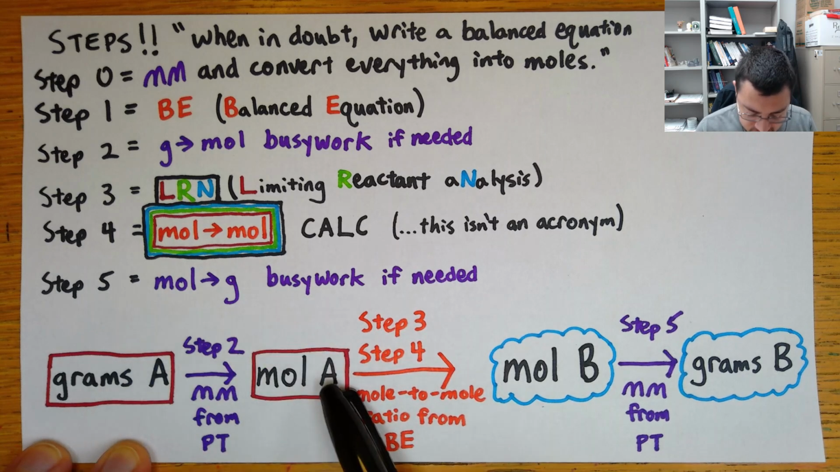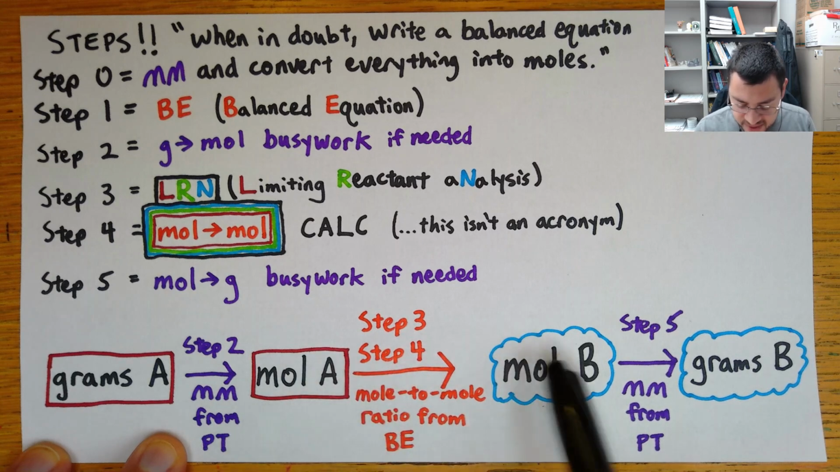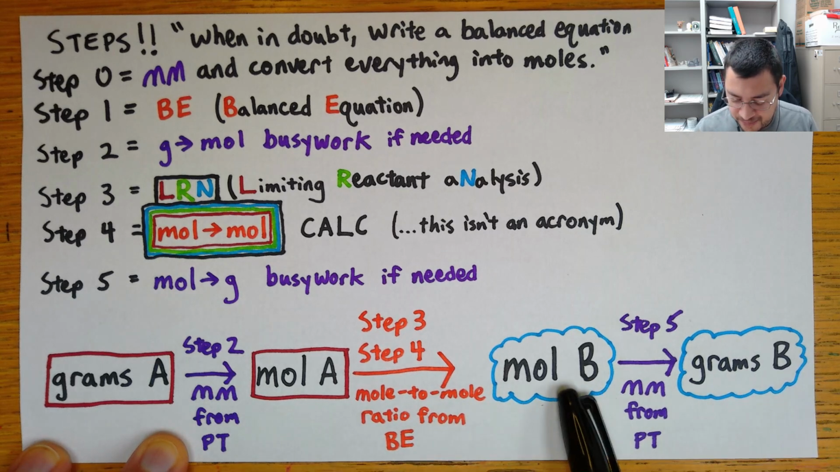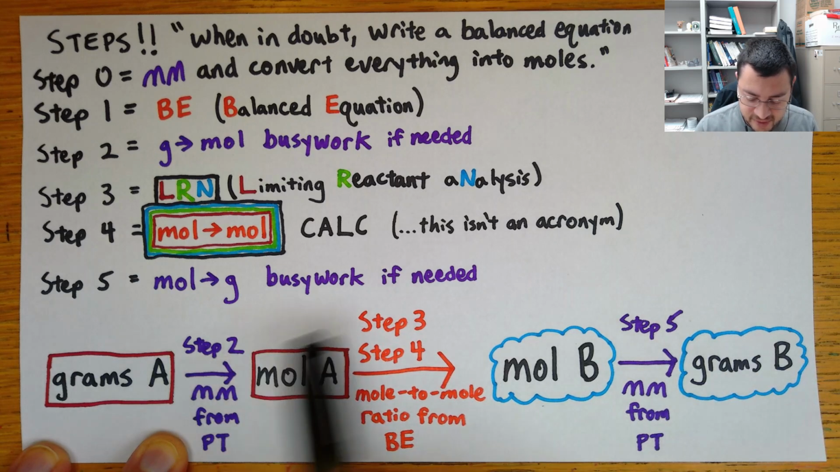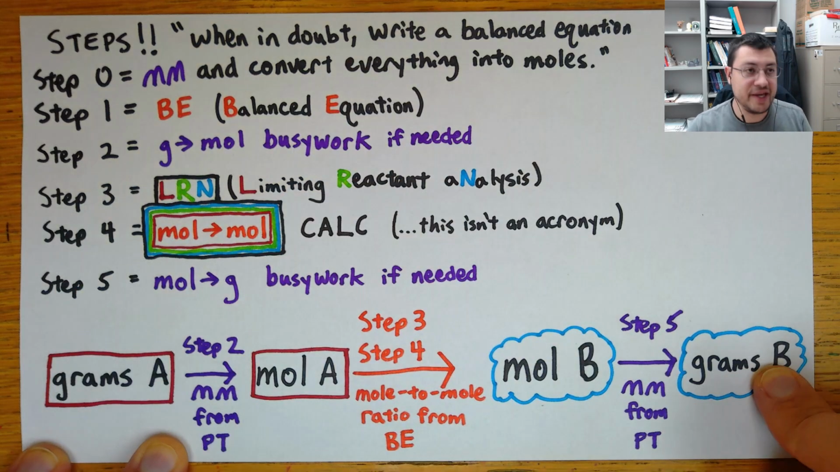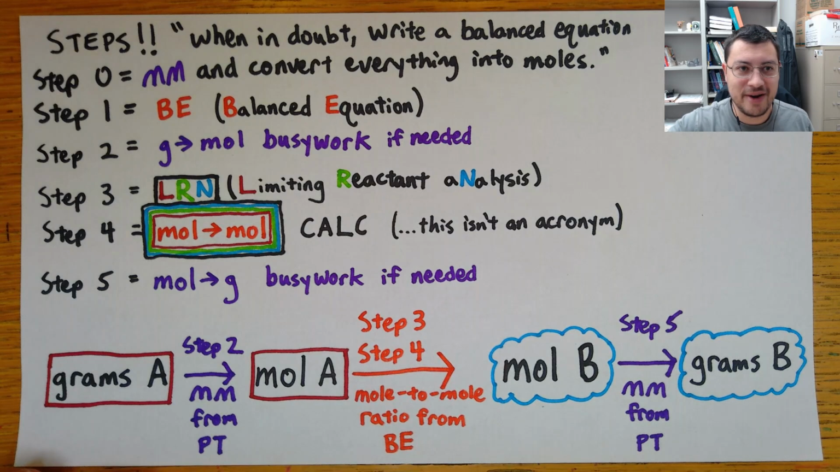Grams to moles, we're dealing with some substance A. We change substances with the mole to mole ratio from the balanced equation. And then once we have moles of B, we can change those back into grams of B. For steps 2, 3, 4, 5, I outlined those steps here. All right, so let's get started.